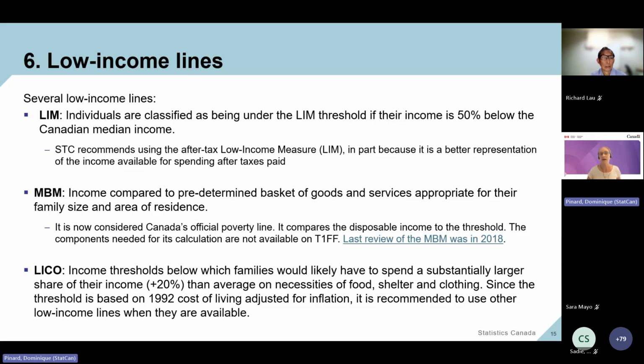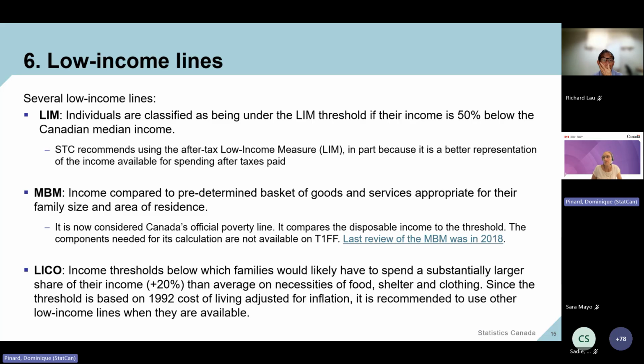The other thing I just mentioned is the low income situation measure that could be coming from the T1 family file. But I'd like to take a few moments to go into more detail about low income lines. These are a very popular measure that helps people understand how the economic situation of individuals in Canada evolves over time, and maybe even helps policymakers adjust some of the policies. The low income situation of an individual is assigned by comparing their adjusted family income to 50% of the national median. It's called LIM, the low income measure.